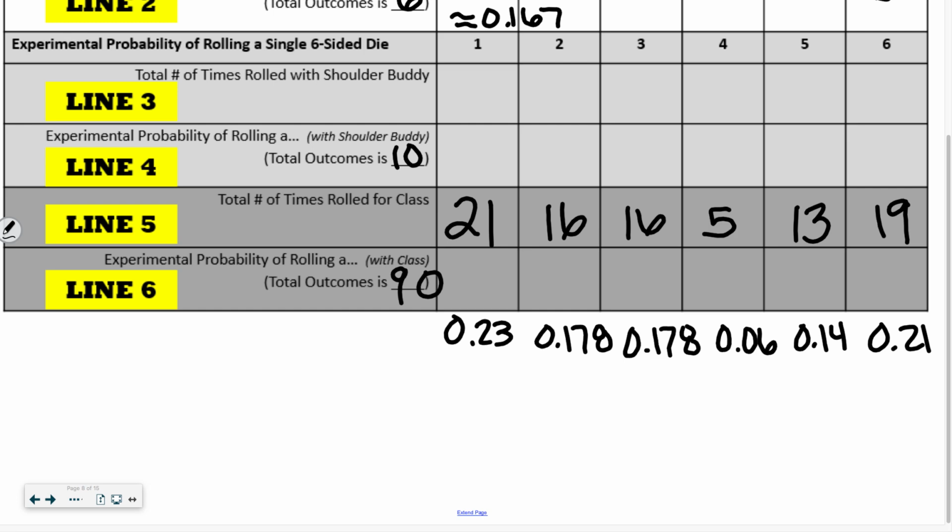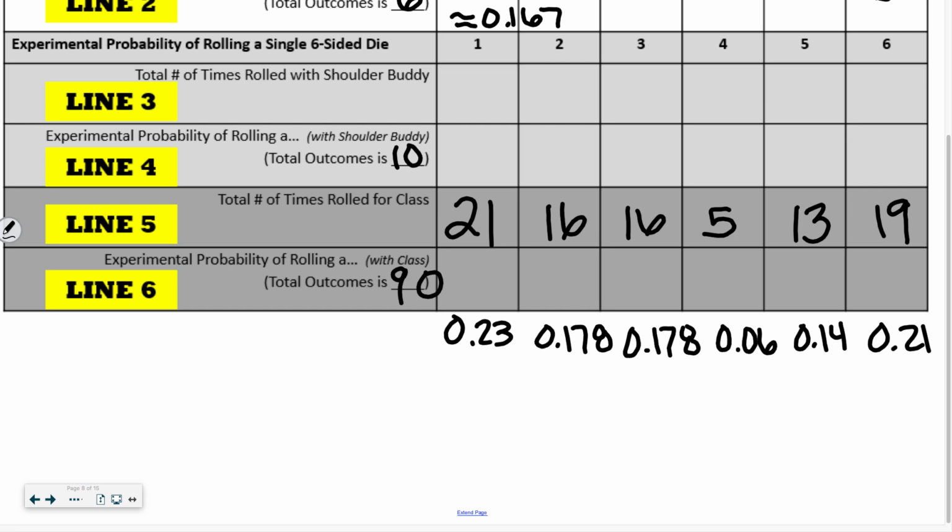Okay, so what I want you to do real quickly is look at your line 4 and line 6 on your paper, and what you should see is sort of an evening out. It's getting closer to the theoretical probabilities. There could be some oddball ones where you were really close and then some strange things happened, so maybe you went further away. But overall, we should see it trending towards the actual theoretical probability in line 2.